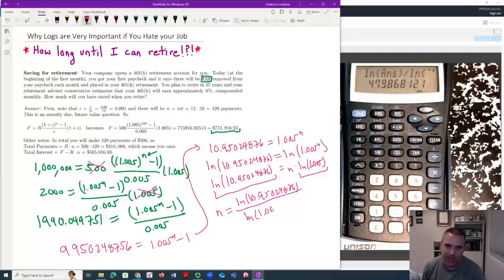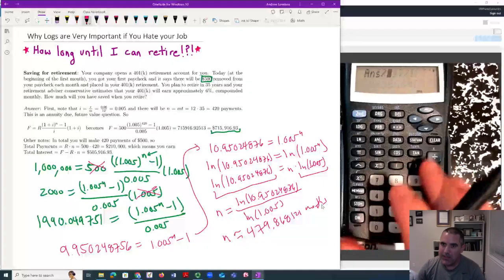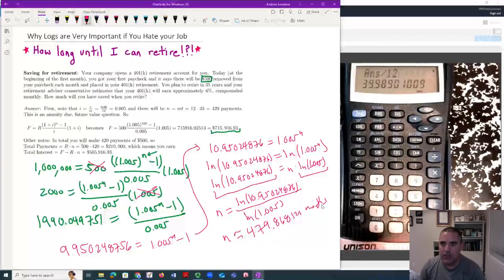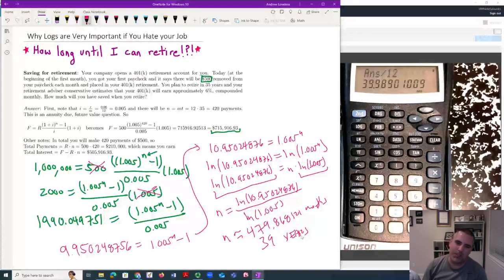If this is the hardest thing you encounter in your college math career, you're doing all right. So it's that many months. Let's divide that by 12. I'd like to know how many years. Oh no, 39 years. So he's going to have to work 4 more years to get to that total. Boo. So what do they do is it contributes more than $500 at some point.